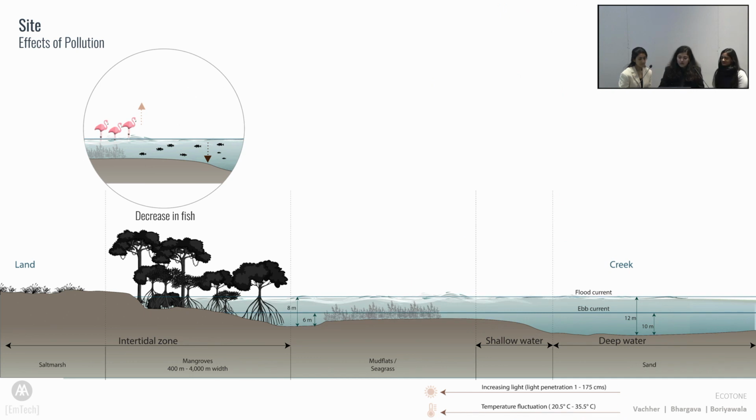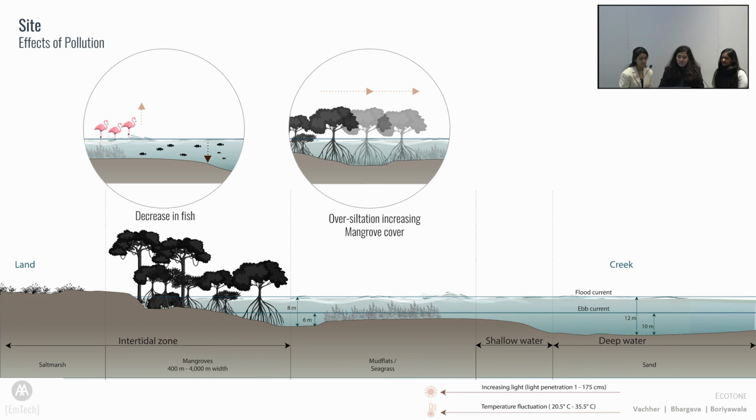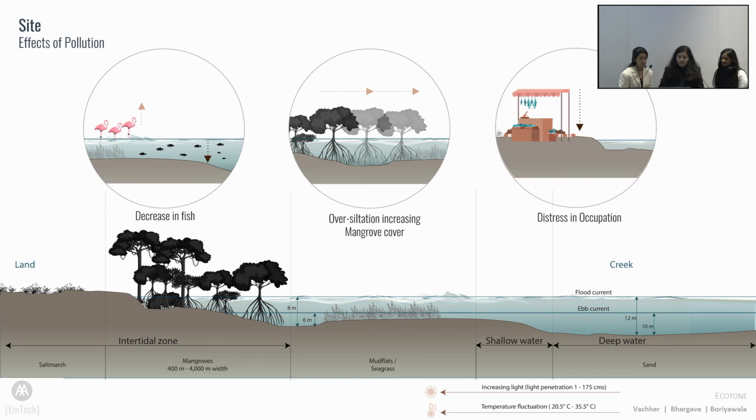The surface of the water has algae growth, making it difficult for the fish to survive, but increasing the flamingo population. The stagnation of water adds silt deposits on the mudflats, increasing mangroves and reducing habitats for flamingos. And finally, due to decline in fish in the area, local fishermen face a loss in livelihood.